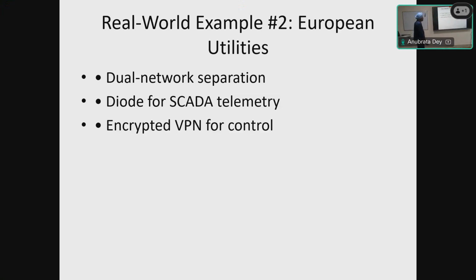So this is for a European utility, okay? They do the dual network separation, right? We have the two levels, telemetry and control, separate now, right? And diode for SCADA and then VPN for control. So they meet the regulation of European utility. I am again not sure about the Indian regulations. Maybe by using one of these setups, you could meet that regulation also, right?